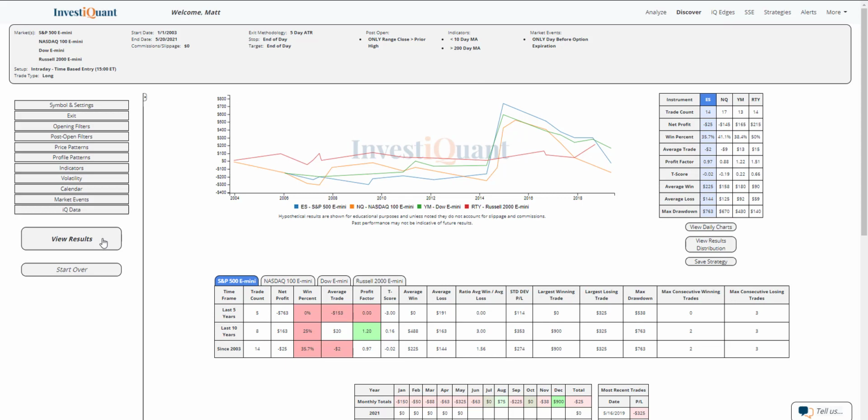Historically, we've only got 14 samples to look at here in the S&P dating back to 2003. For the NASDAQ, just 17. For the Dow, 13. And for the Russell, 14. So we do have fairly small sample sizes here.